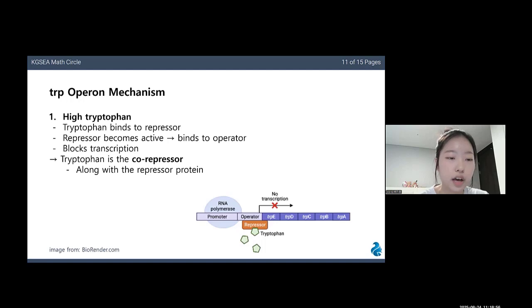When tryptophan levels are high, tryptophan molecules bind to the repressor protein, and this activates the repressor. The repressor binds the operator and blocks transcription, so the bacteria stop making more tryptophan. In this case, tryptophan is the co-repressor. It works along with the repressor protein to turn the operon off.